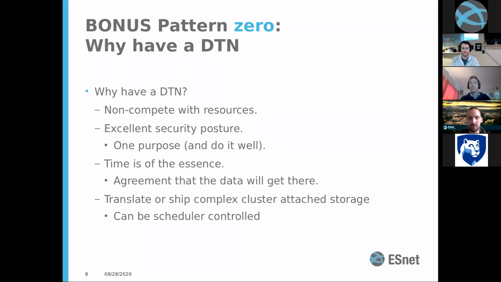Another fun part that DTNs can do, of course, is translate and ship complex cluster-attached storage, instrument-based storage. It can be scheduler controlled. You can put this behind Slurm or some other scheduler, and it can work very well if that's your design pattern.